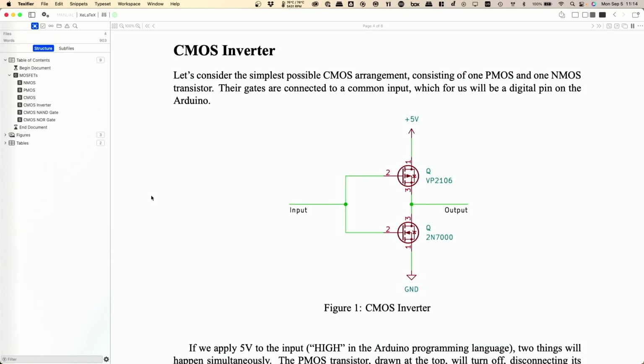The PMOS is the exact opposite. So how do we turn on a PMOS? We don't apply voltage. And how do we turn a PMOS off? You do apply voltage. So let's suppose that at the input we're applying 5 volts. What's going to happen to the PMOS? It's going to turn off. What's going to happen to the NMOS? It'll turn on. What that means is the output, is the output connected to ground or 5 volts?